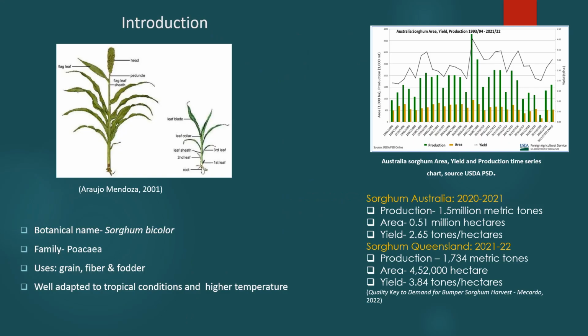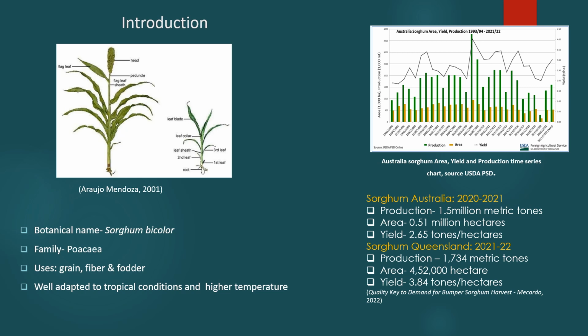Sorghum is the world's fifth most important cereal in terms of both production and area planted. Sorghum belongs to the Poaceae family. Sorghum crop is well adapted to tropical conditions and it withstands relatively higher temperature during the growing period. It tolerates drought better compared to other cereals such as wheat or rice.